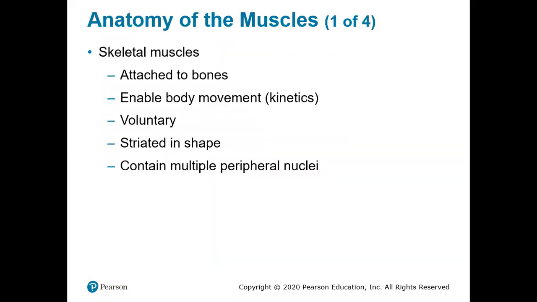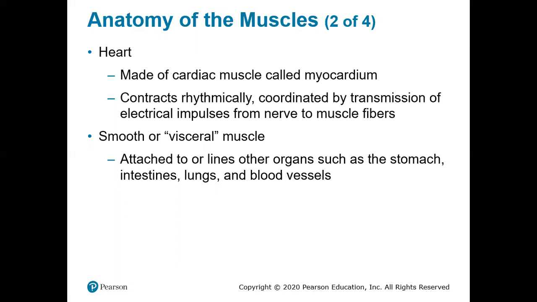So, anatomy of the muscles. Skeletal muscles attached to bones enable body movement, kinetics. They're voluntary movements. They're striated in shape and contain multiple peripheral nuclei. Heart muscle is made of cardiac muscle called myocardium. It contracts rhythmically, coordinated by transmission of electrical impulses from the nerve to muscle fibers. Smooth or visceral muscle is attached to or lines other organs such as the stomach, intestines, lungs, and body vessels.